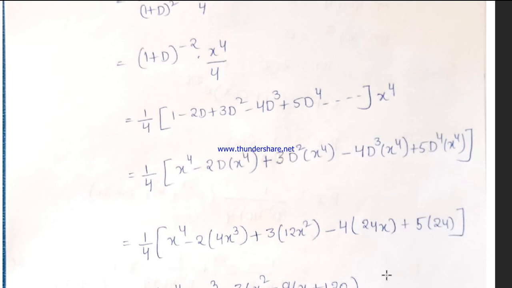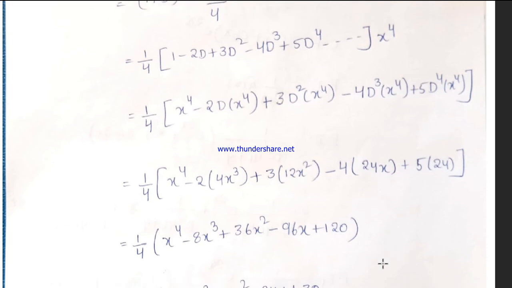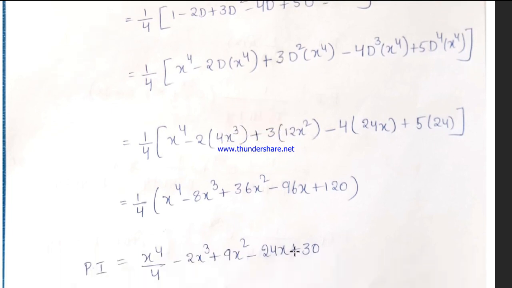So that's why 5 into 24, we get 1 by 4 into x power 4 minus 8x cube plus 36x square minus 96x plus 120. If you multiply the terms, we get this equation. So we can multiply with 1 by 4, particular integral is equal to x power 4 by 4 minus 2x cube plus 9x square minus 24x plus 30. So this is our required particular integral.